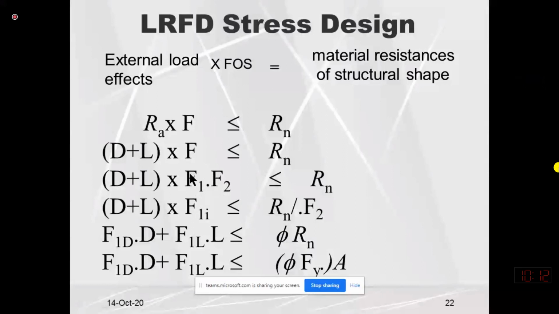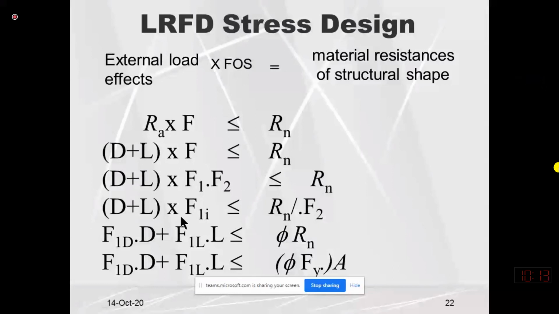The major part is multiplied with the load effect Ra, and the load effect may be the summation of dead and live load and all other types of load. The smaller factor of safety we bring to the right hand side, so the resistance of the structural member is divided by F2. Please note that F1 and F2 are both more than 1, since a factor of safety is always more than 1. Here 1 and 2 are just for reference for your understanding.